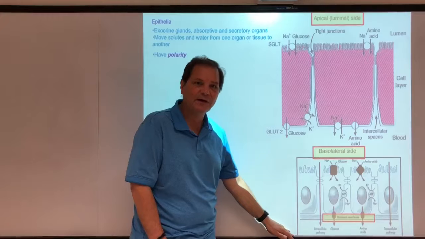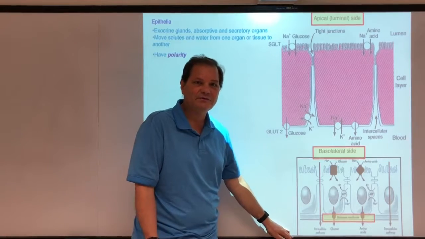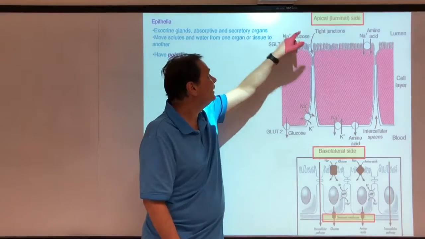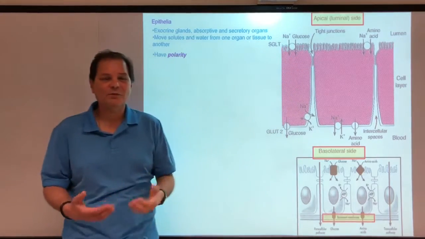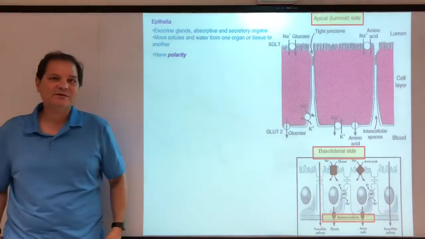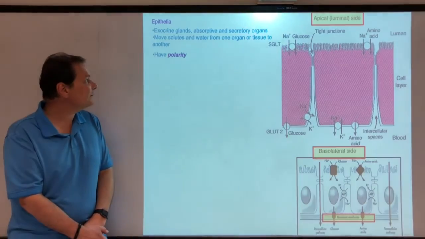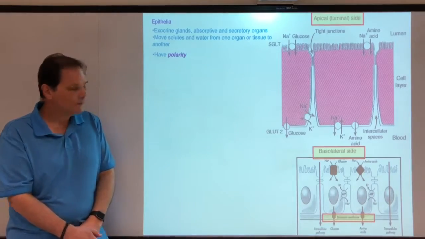It's usually surrounded by intracellular space. The apical side faces the lumen of whatever organ you're talking about. If it's the GI tract, obviously it's the lumen of the GI tube.